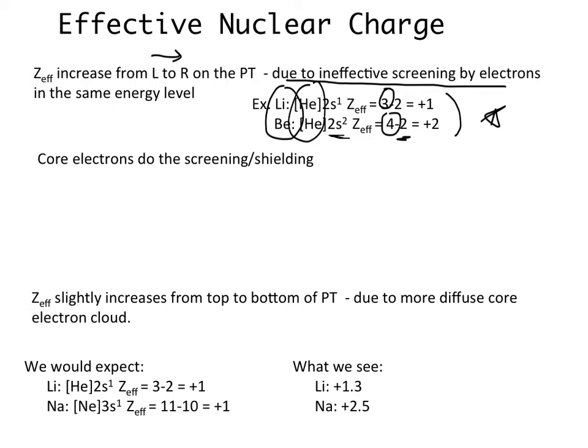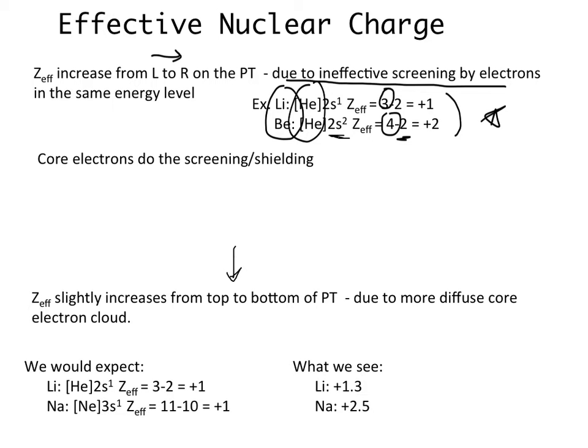Now, Z effective, when we're going from top to bottom, so basically going from the top of our periodic table all the way down, is going to slightly increase from top to bottom. And this is partially due to a more diffuse core electron cloud. So basically, as you continue away from the nucleus, the electrons are having to cover more distance or more area in terms of that atom's structure, so the electron density isn't as tight.